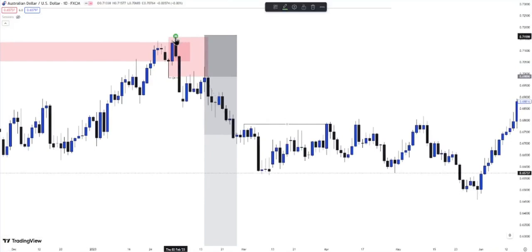We need to understand this very, very well. This is your internal structure low here. Please take note. This is your internal structure low there. All right? Why? Price has gone up to take out inducement here. And now for your new high to be confirmed.